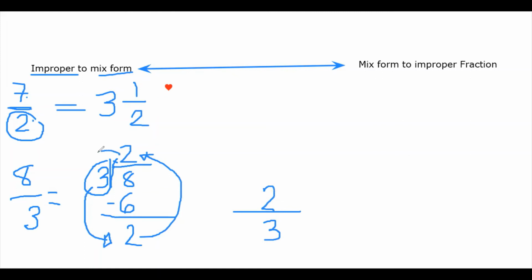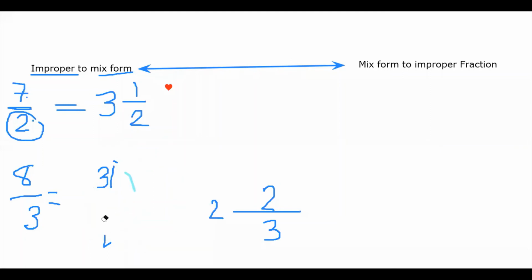And the 2, our quotient, will become our new whole number. So we have 2 and 2/3. My dear learners, we have 2 and 2/3.